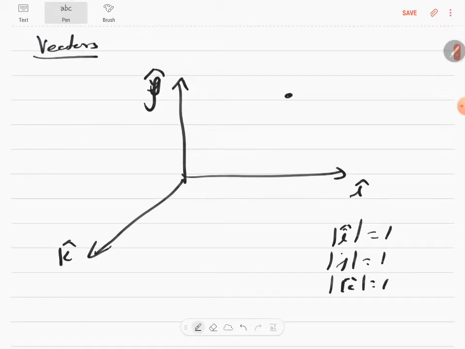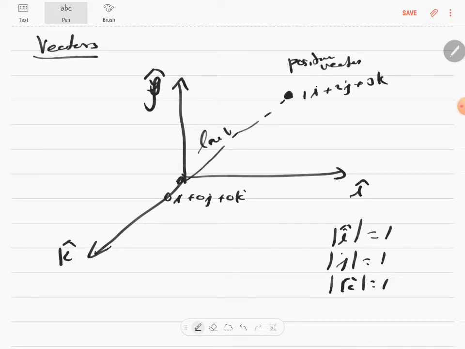Supposing you have a point, which is called the position vector. The position vector is given by 1i plus 2j plus 3k, because the 1 comes from the x-axis, 2 comes from the y, and 3 comes from the z. So 1i plus 2j plus 3k. The origin is 0i plus 0j plus 0k. Suppose I join these two, I get a line vector. So supposing this is point P and this is O, they ask me to find the OP vector.